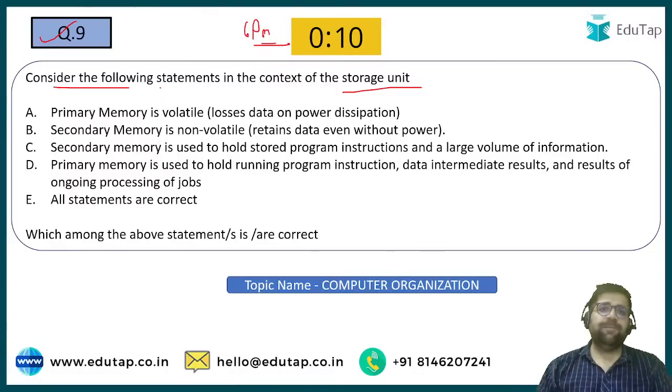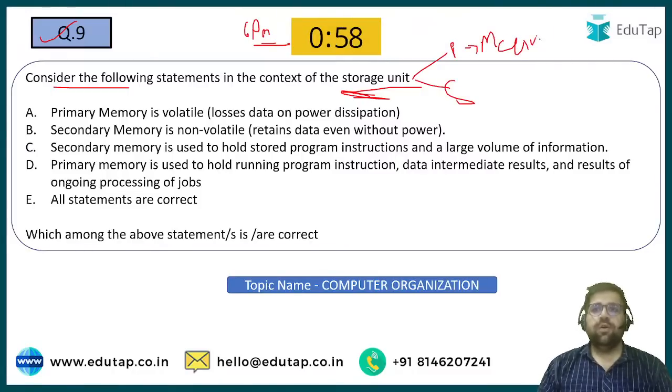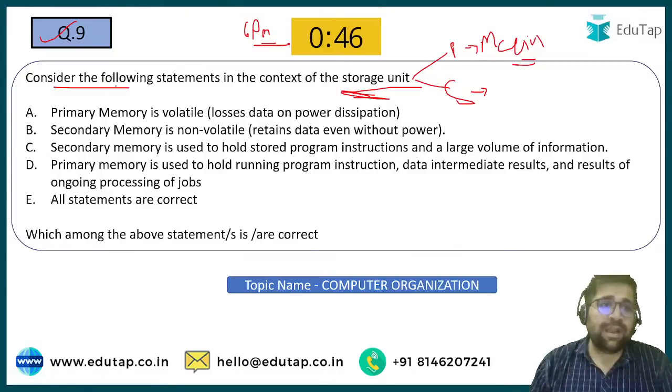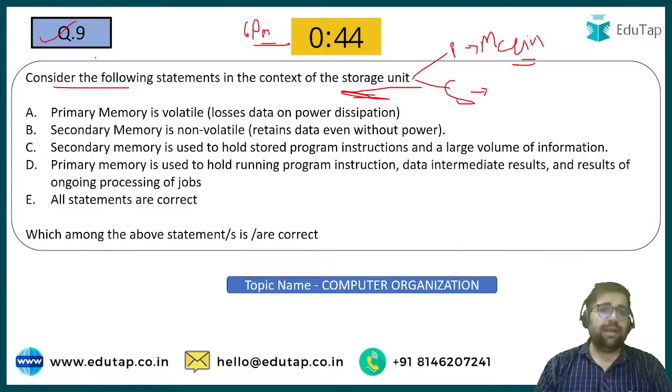Consider the following statement in the context of storage unit. Now, I am mainly talking regarding storage. Storage can be divided into two things, that is your primary and secondary. Primary is the main storage. Main yani sare ke sara main storage yahi aayega. Then you have your secondary storage. Secondary means something which is extra, something added to the memory of the computer. Okay, in that context, question number 9.